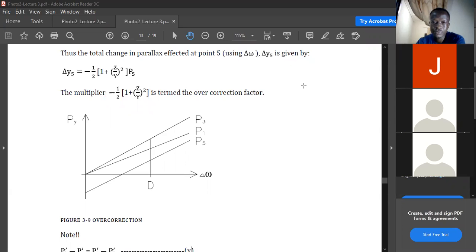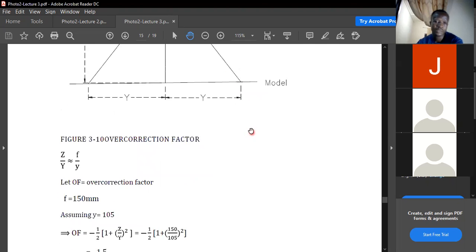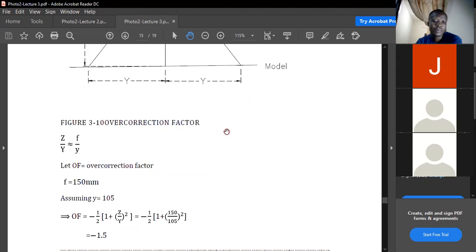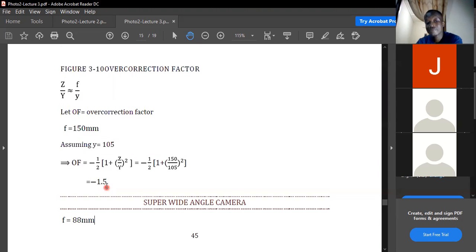So moving forwards, we have this situation here. We can relate the formula of the overcorrection factor with this diagram here, where your F is your Z and your small y is your actual y. We can put it into the formula and then do a little calculation and find the overcorrection factor.